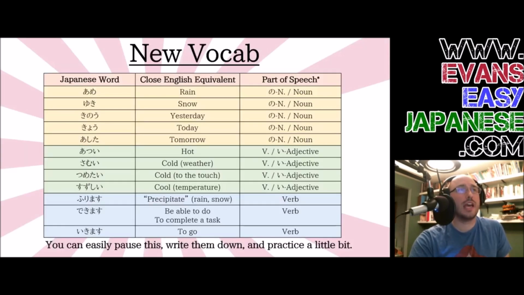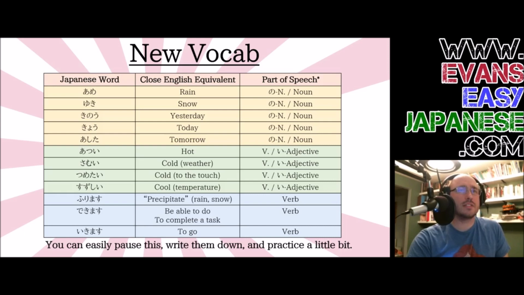All right, we got new vocab. Ame, rain. It's a noun. Yuki, snow. That's my wife's name. Kino, yesterday. Kyo, today. Ashita, tomorrow. These are all nouns. Atsui, hot. Samui, cold. Tsumetai, cold to the touch. Samui is much more like the weather or the air is cold. Suzushii is cool. Those are all i adjectives.